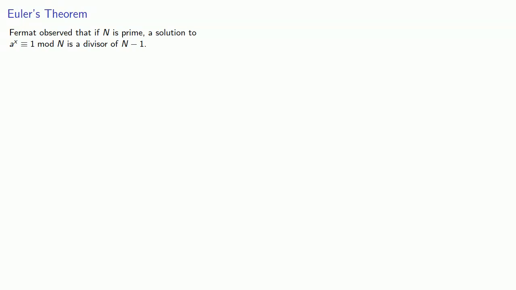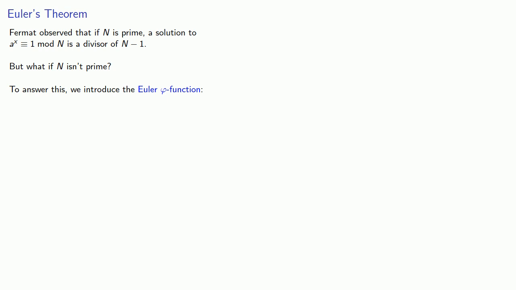So remember that Fermat noted that if n is prime, a solution to a to the power x congruent to 1 mod n is a divisor of n minus 1. But what if n isn't prime? To answer this, we introduce what's known as the Euler phi function.